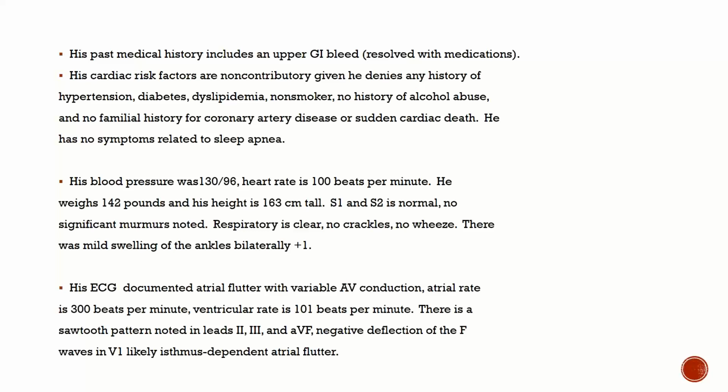S1 and S2 are normal, no significant tremor noted, respiratory is clear, no crackles. There was mild swelling of the ankles bilaterally. His ECG documented an atrial flutter with variable AV conduction. Atrial rate is 300 beats per minute, ventricular rate is 101 beats per minute, with a negative deflection of the flutter waves in inferior leads, and it's likely an isthmus-dependent atrial flutter.